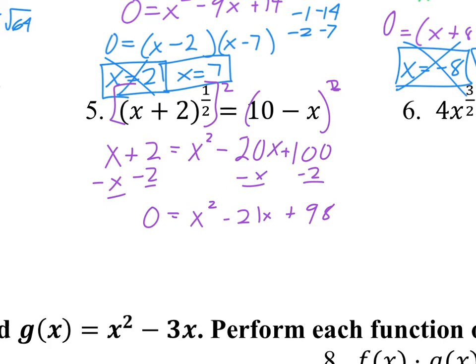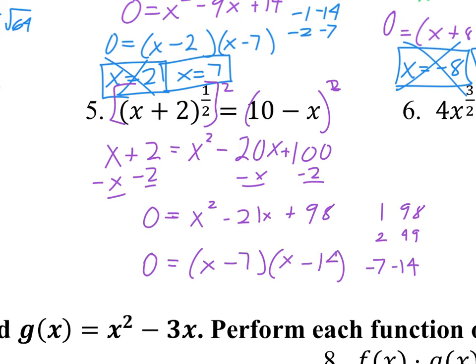So looking at factoring something like this, again, you could list out those factors for 98. Actually, it's a pretty short list of factors for 98. So 1 and 98, of course, not going to be helpful. 2 and 49. And let's see, 7 and 14. Now, of course, it's the 7 and 14 combination that's going to work out for us. We get x equals 7, x equals 14, of course, from the zero product property.